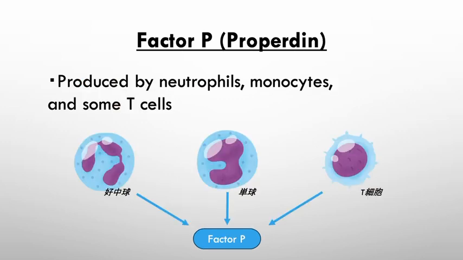Next, let's look at where factor P is produced. As shown in the slide, it is mainly produced by neutrophils, monocytes, and a subset of T cells. When these immune cells migrate to sites of infection, they release factor P locally, helping the complement system act efficiently exactly where it is needed.